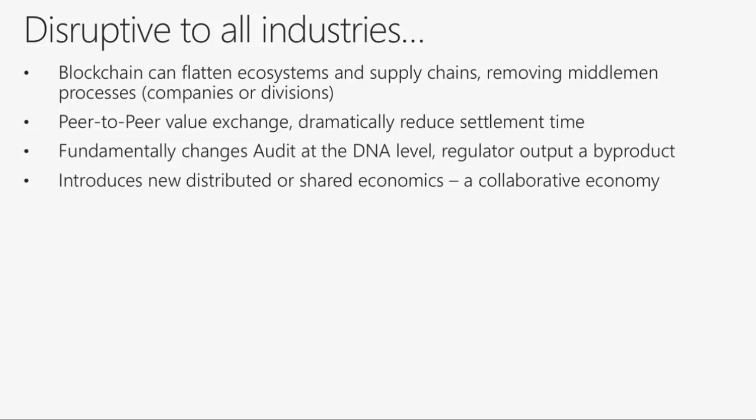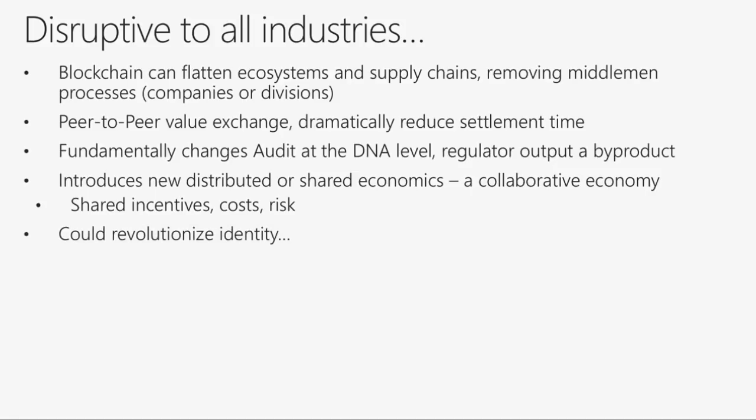So it changes things at the DNA level, which introduces a whole new set of distributed and shared economics. Regulatory output becomes like a byproduct, so it relieves some of that. The auditing process, if you think about these big accounting firms and they go in and do audits across companies, that's no longer really necessary. If you move to some of these things, auditing is sort of built in. So these shared incentives and costs, once people start to contribute and join these blockchain networks, they share everything: the incentives, the risks, the cost, and they could potentially solve a lot of identity problems.